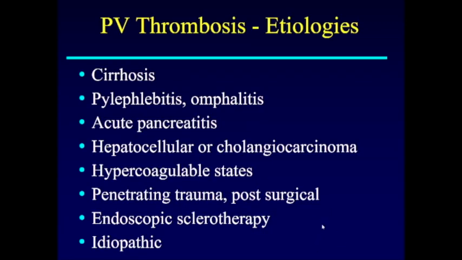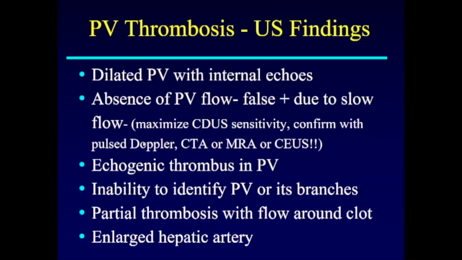So what are some of the etiologies of portal vein thrombosis? Well, there's a whole long list, but the most common ones are, you can see them in liver cirrhosis, pylephlebitis and omphalitis, especially in children, patients who have acute pancreatitis, and then patients who have hepatocellular carcinoma or cholangiocarcinoma, hypercoagulable states, penetrating trauma can cause portal vein thrombosis, and then some rarer causes like endoscopic sclerotherapy, and then there's also an idiopathic version.